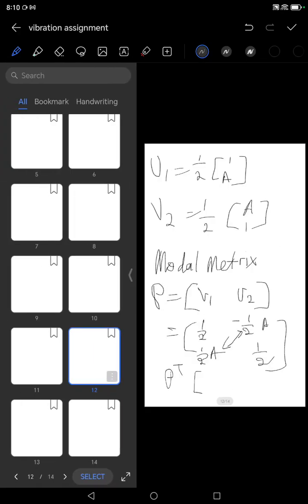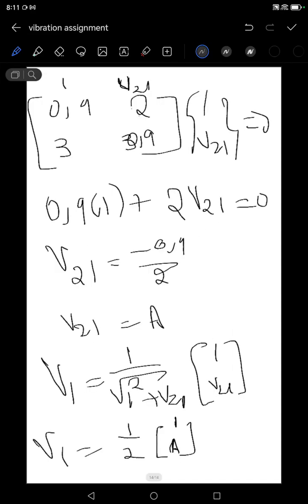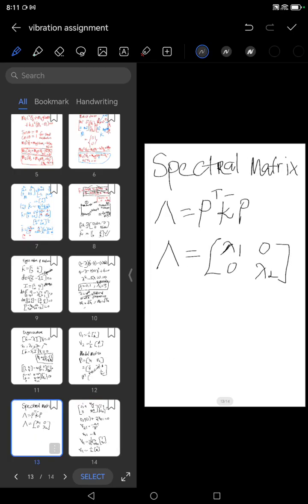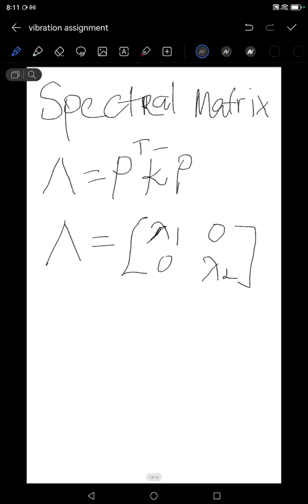Okay, after substituting everything, the P to the power of T and the normalized stiffness and the P, your answer is going to give you lambda 1 and lambda 2. So in summary, the spectral matrix is equal to lambda 1, 0, 0, lambda 2. Every time you substitute your values, the P to the power of T, the K normalized stiffness, and the P, you're going to get the answers as lambda 1 and lambda 2.